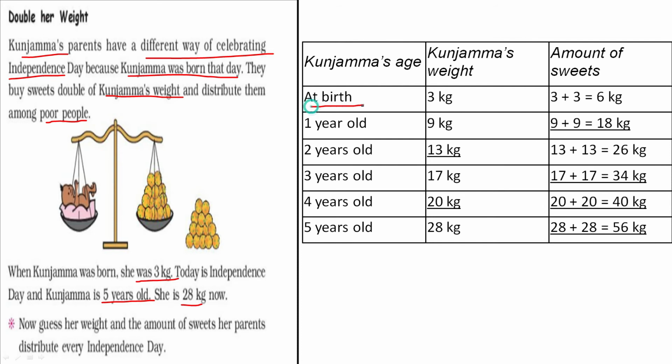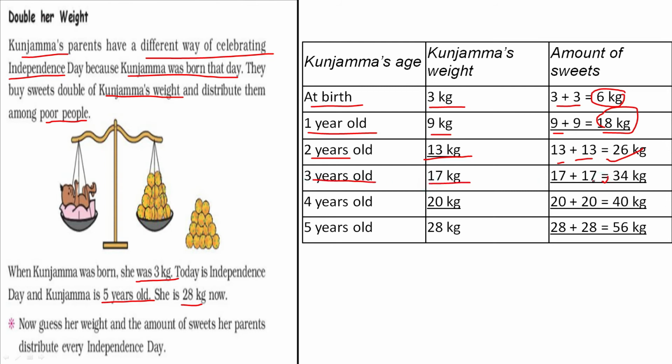Beginning at birth, when she was 3 kg, 3 plus 3, 6 kg of sweets the parents purchased and distributed to the poor people. At 1 year old her weight was 9 kg. So 9 plus 9, 18 kg of sweets they purchased and distributed. When she was 2 years old, 13 kg. So 13 plus 13, 26 kg of sweets. 3 years old, 17 kg.